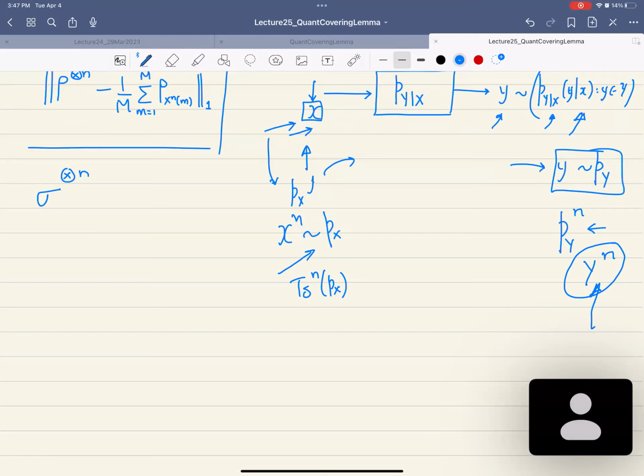Suppose Alice is picking xn uniformly from the typical set, and she's putting it into the black box. This is a blue box. She's putting it into the blue box. You are seeing yn. You see yn. Can you tell me which xn Alice put into the blue box? Think carefully.